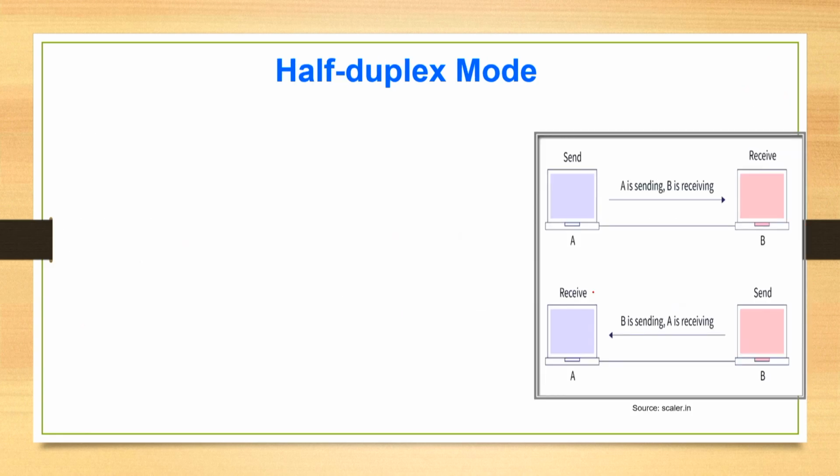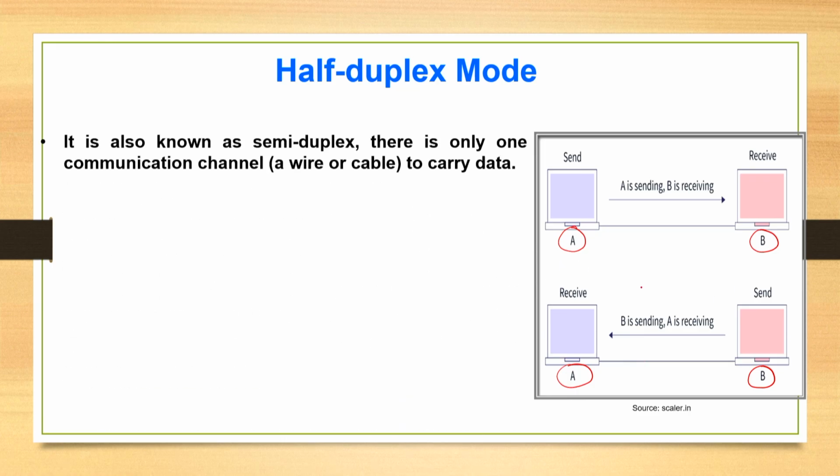Next one is the half duplex mode. From the diagram you see in the first case A is a sender which is sending data to B and B is receiving the data. Here B now becomes the sender and A becomes the receiver. So it means A can send data at one time and in the other case B can send data to A. But in the case of simplex, data is sent only from A to B, not from B to A. But this is half duplex.